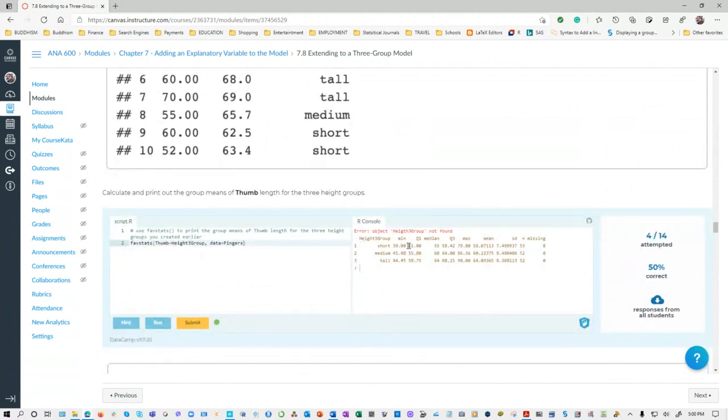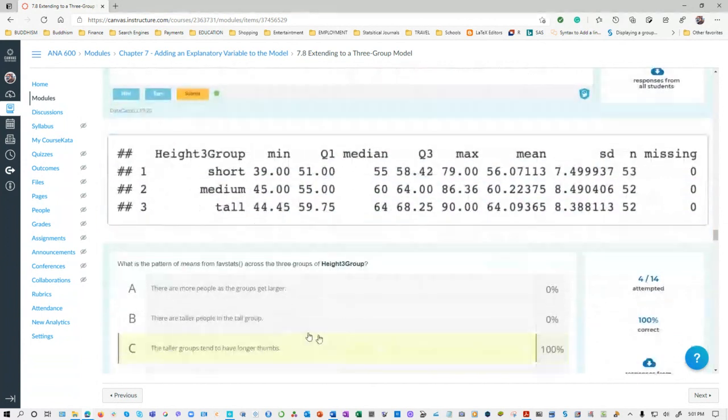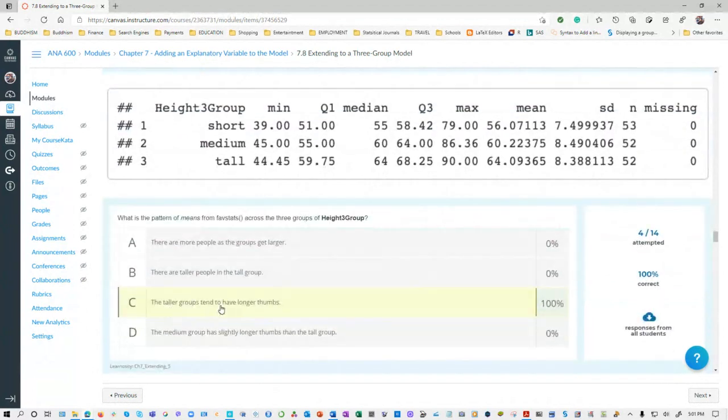By their category, we got the favorite statistics, the number summary, including the minimum. What is the pattern of means across the 3 groups? Look at the pattern. The means are getting larger: this average is 56, this average is 60, this average is 64. The taller groups tend to have longer thumbs.